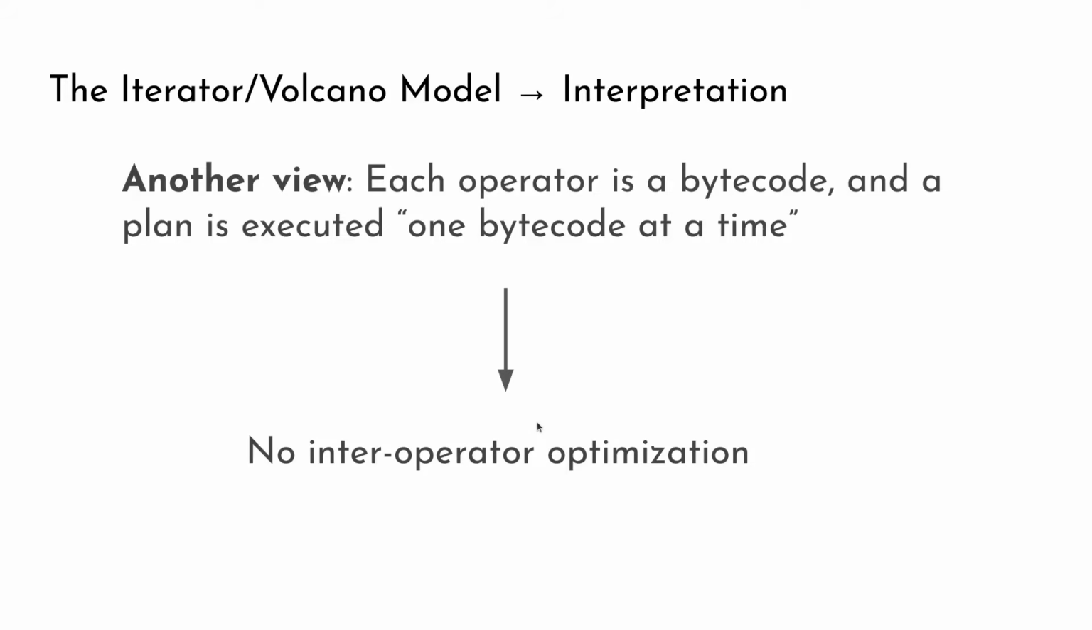Now that, however, has a drawback. The drawback is that there's no inter-operator optimization. For example, if an operator calls another operator and there's some way to optimize this whole piece of code, you don't do that because they're just completely independent.